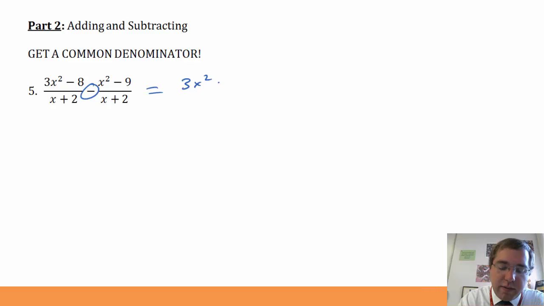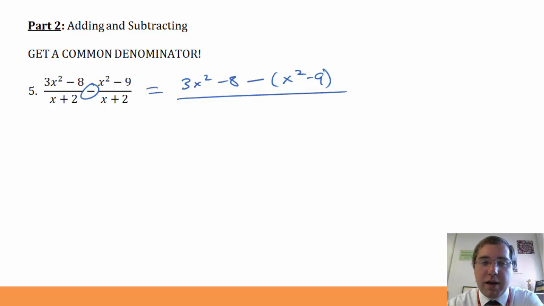So we've got 3x squared minus 8 minus, and we subtract the whole numerator of the second fraction. We put that numerator in parentheses. So we need to apply that negative symbol to everything that's in that numerator. And on the bottom, we just keep that common denominator down there. We're not adding or subtracting x plus 2 to itself. We just put that common denominator down there.